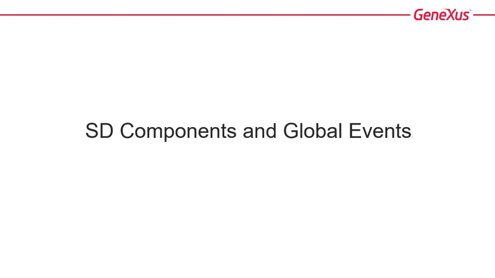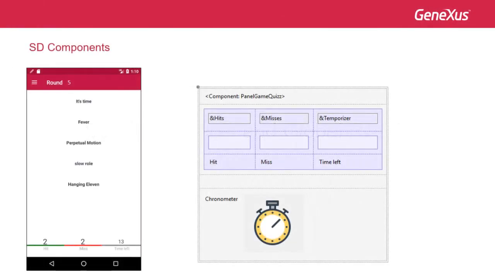Let's move on to a very important topic, SD components and global events. Here we have the panel gameplay panel, showing, for each round, the 5 songs for the user to select the one being played. Underneath, it shows the number of hits so far in the previous rounds, the number of misses, and also the time remaining for guessing the song of the current round.